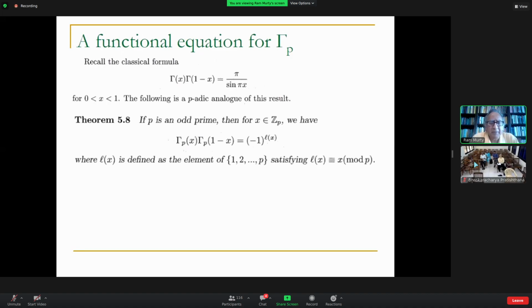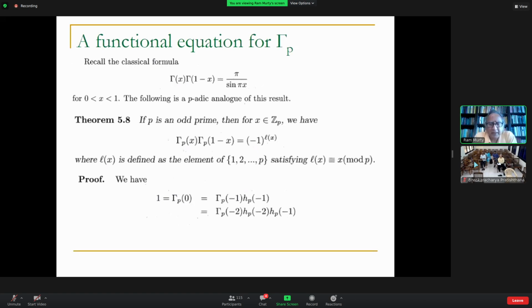The theorem is, if p is an odd prime, the product of Gamma_p of x and Gamma_p of 1 minus x is minus 1 to the L of x, where L of x is defined as the element of 1 to p satisfying the congruence L of x congruent to x mod p. Remember, x is a p-adic number, and p-adic numbers have expansions a0 plus a1 p plus dot dot dot. So L of x would be a0.